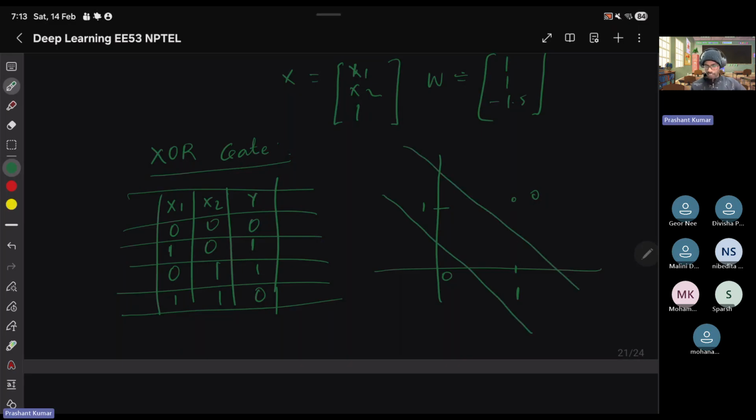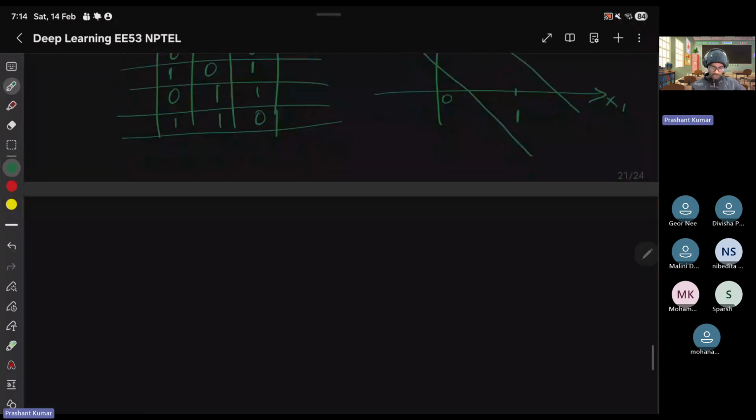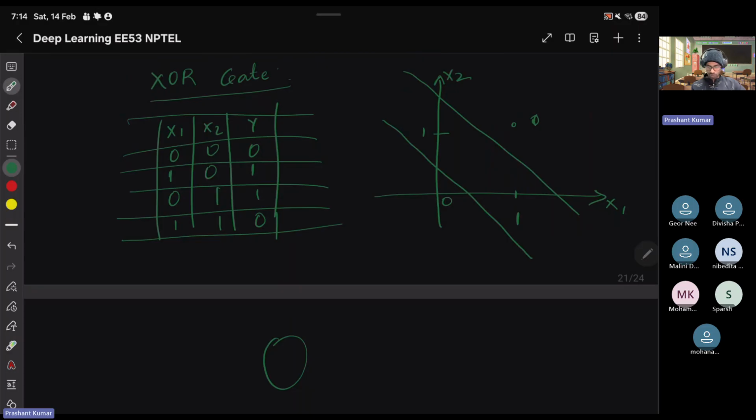In this case, you cannot have a linear line to classify this, right? So basically, you need two lines to classify this XOR gate. You have two inputs, x1 and x2. If you are using one perceptron, you cannot classify this problem because you have two inputs, two weights and a bias. So you can only create one line, but you need two lines to create this classification here. Okay.